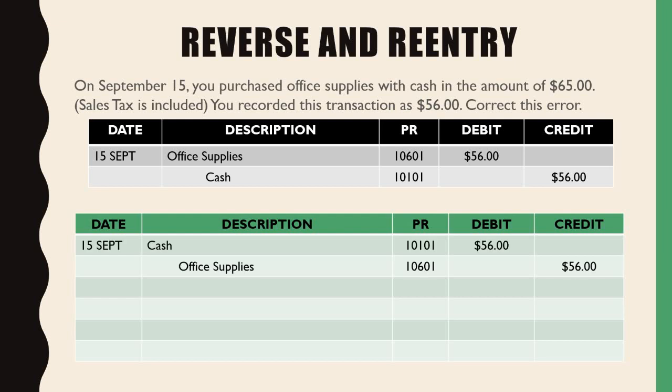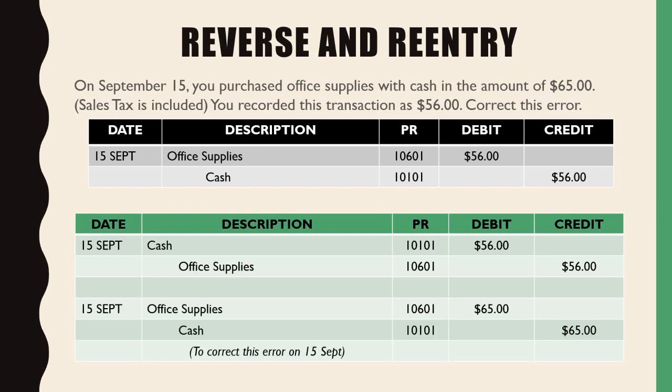So I'm going to gain back my money. I'm going to return the office supplies. And then the re-entry portion is that I'm going to buy back my supplies with the cash for the correct amount. So in this case, I'm going to re-debit my office supplies and I'm going to re-credit my cash, but this time for the correct amount of 65. This is how you fix a mistake that you made in your journal.